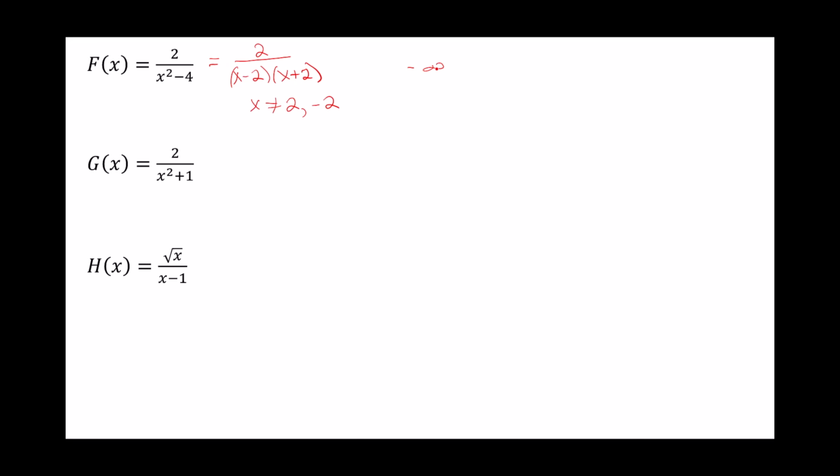And to do that in interval notation, we would write negative infinity to negative 2. And then everything between negative 2 and 2 is allowed. And then everything after 2 is allowed. So our three intervals here: negative infinity to negative 2, negative 2 to 2, and 2 to infinity. Just not 2 and negative 2.